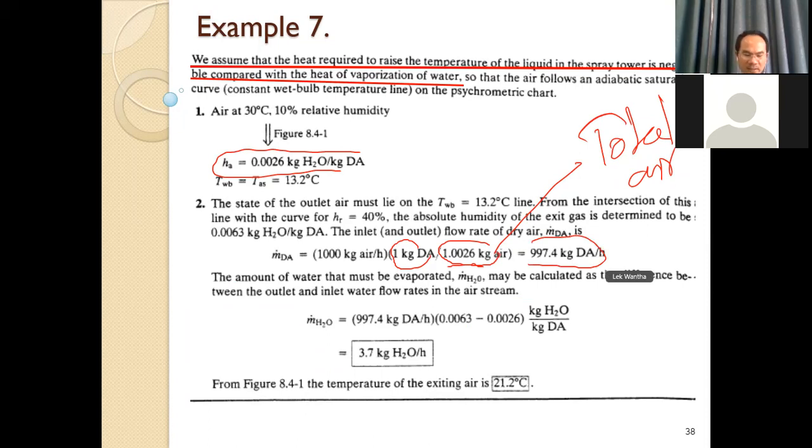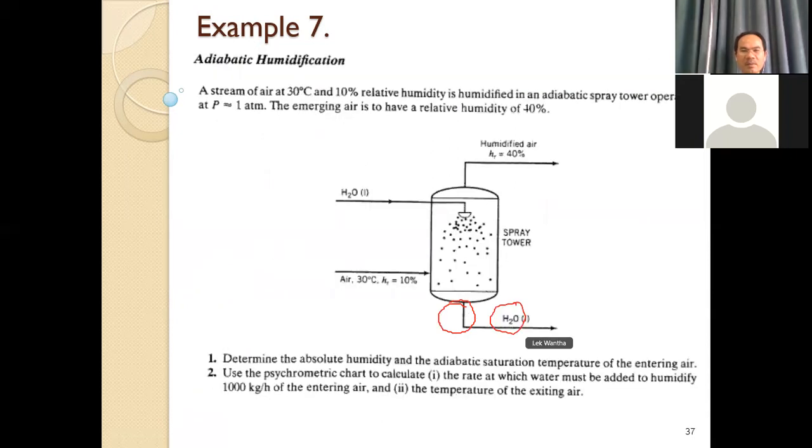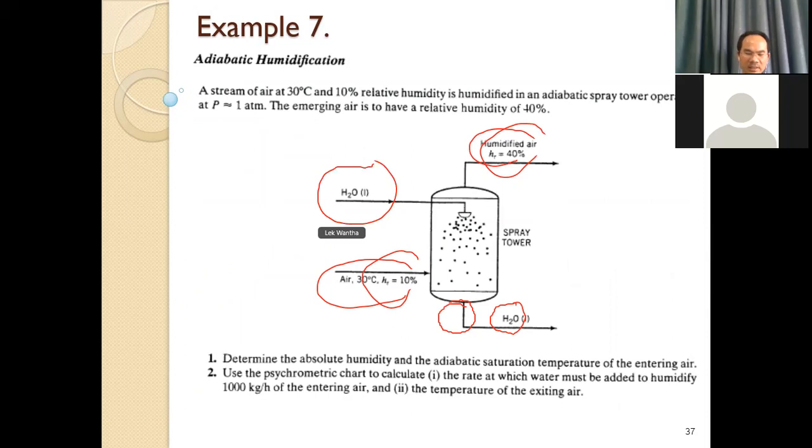Okay, the next one, what is the amount of water must be evaporated, or m dot water? You can calculate based on the difference in the humidity. You know the humidity inlet. This is outlet humidity. This is inlet humidity. Because from the operation, this air and this outlet air, the amount of water is increased based on the liquid water evaporating out with the humid air.